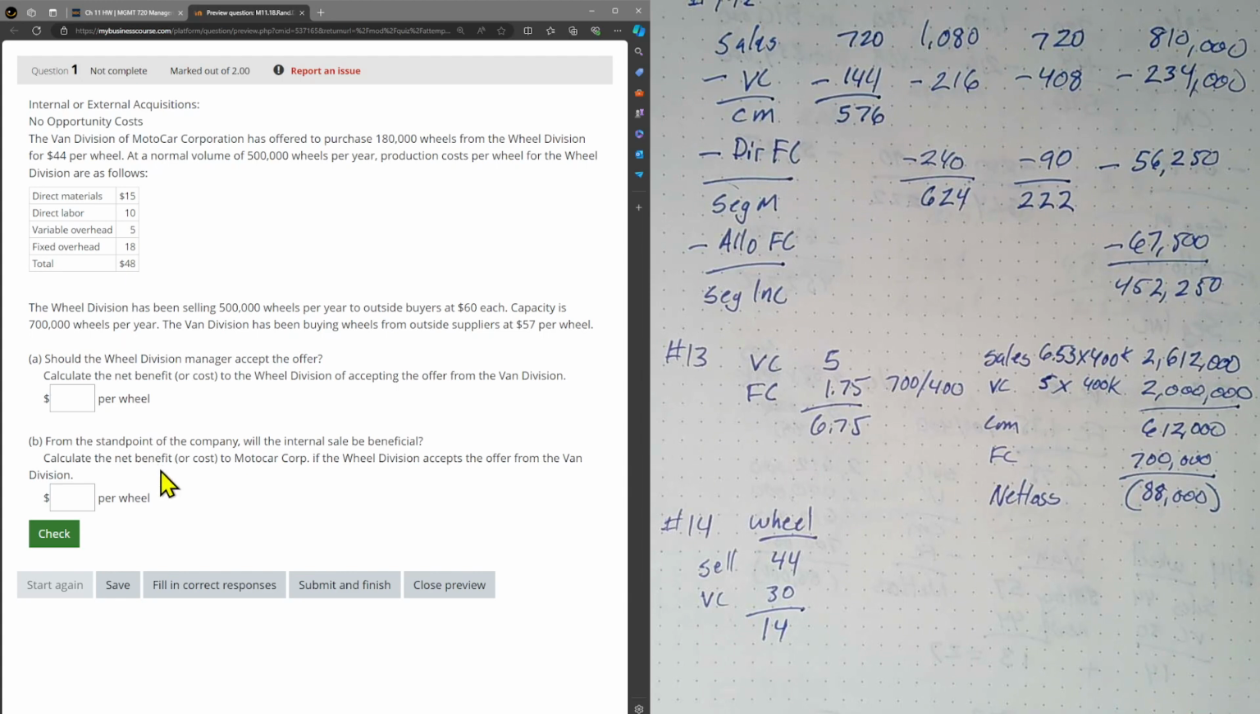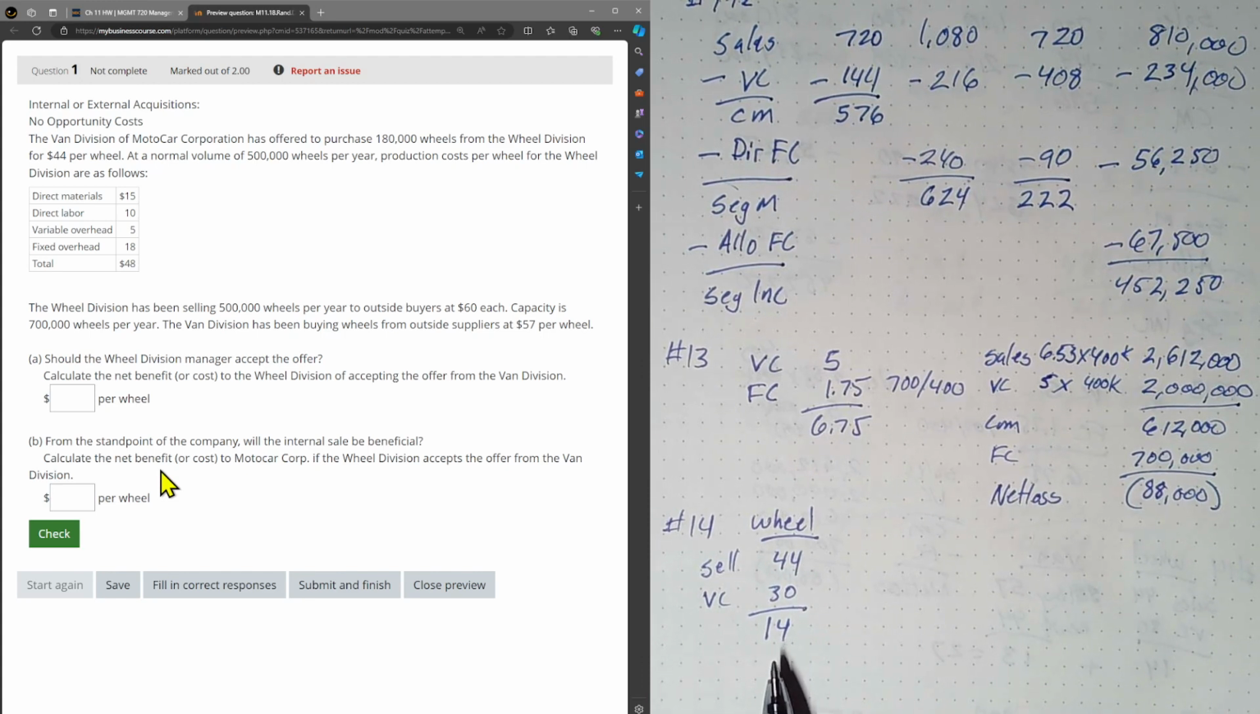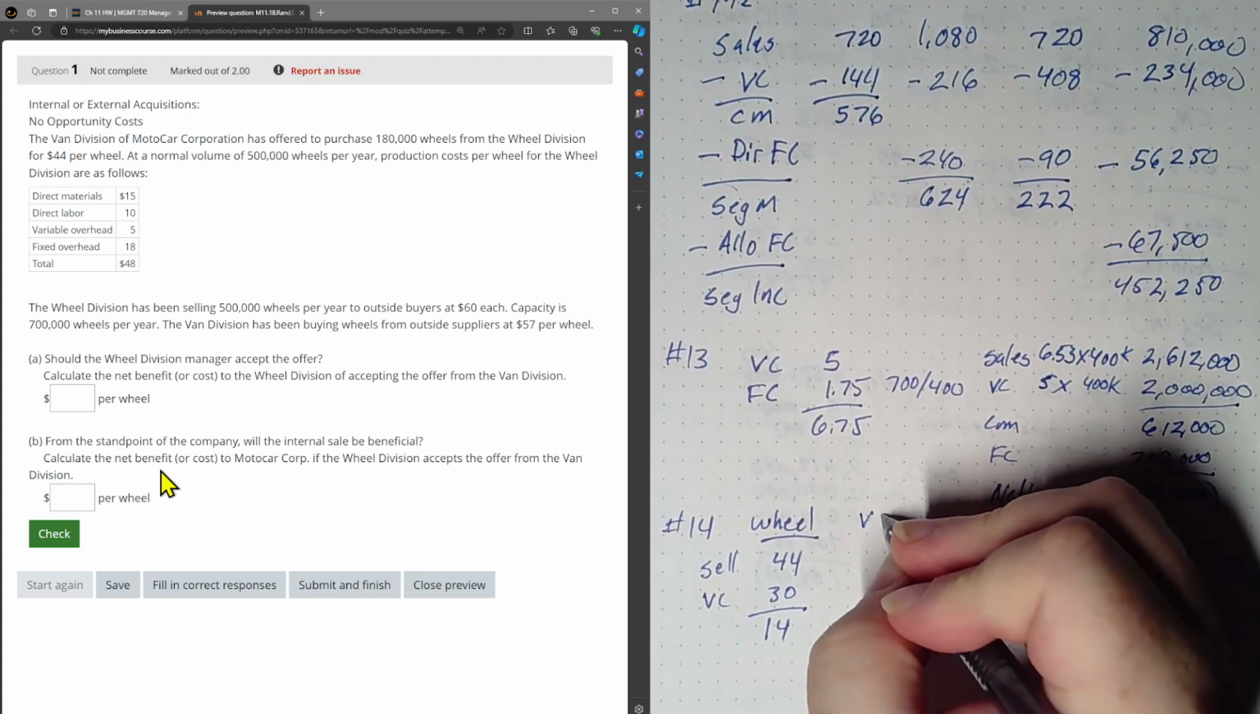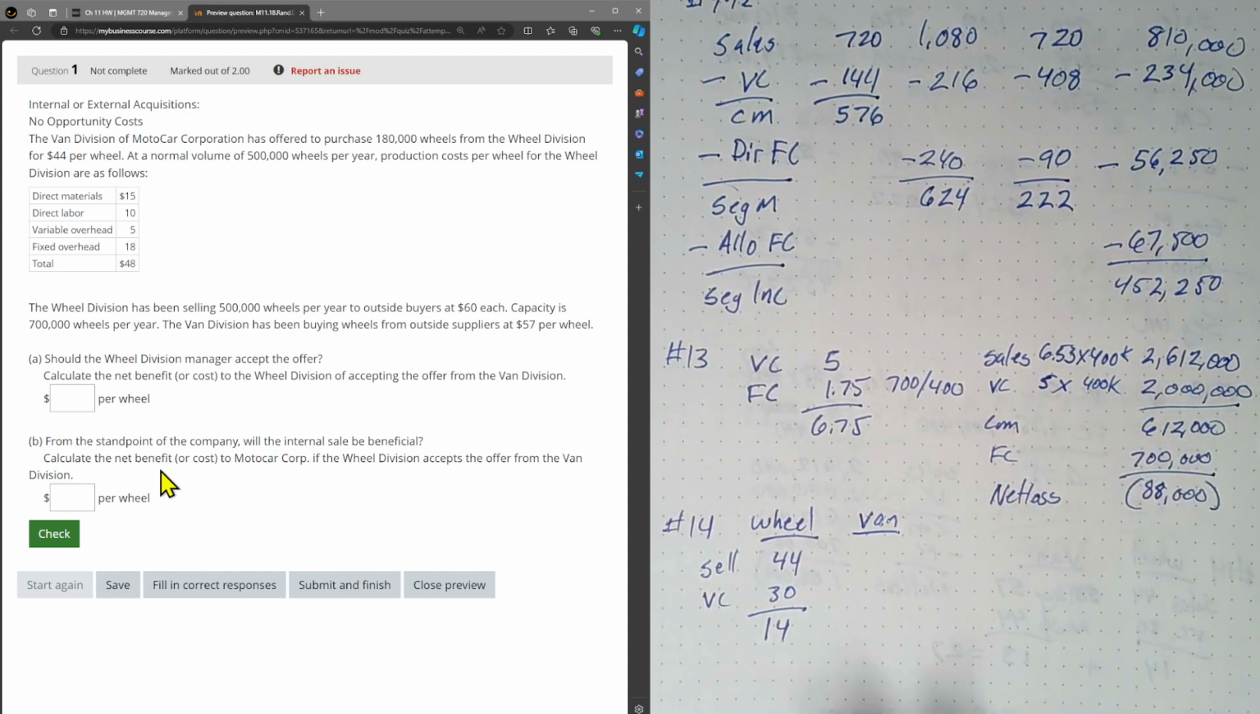From the standpoint of the company, will the internal sale be beneficial? What they're really asking is, well, we know it'll be beneficial to the wheel division. When they're asking about the standpoint of the company, as far as we know, we only have these two divisions, the van division and the wheel division, and these are the only two affected. So what is the effect on the van division?